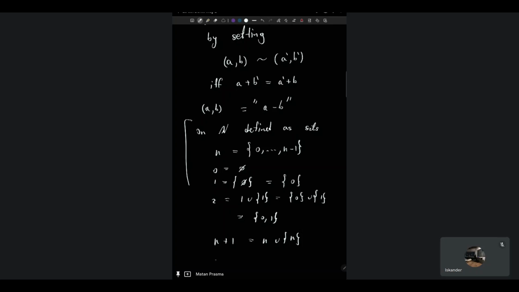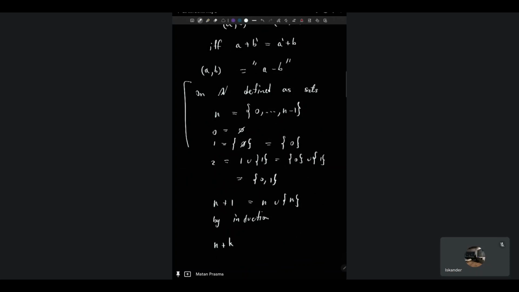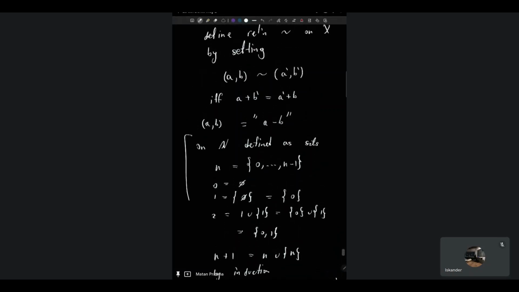And by induction, I can define n plus k. n plus k would be n plus 1 plus 1 plus 1, k times. So we do have an operation of addition on the set of natural numbers defined in this way. And now we want to define the integers. So how do we define the integers?